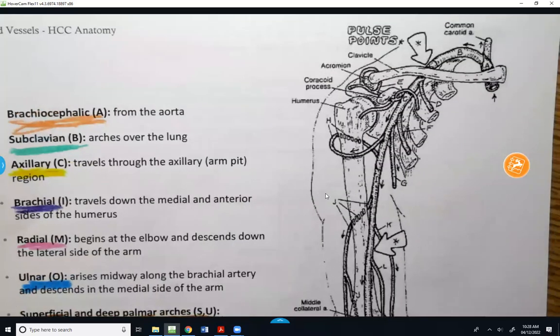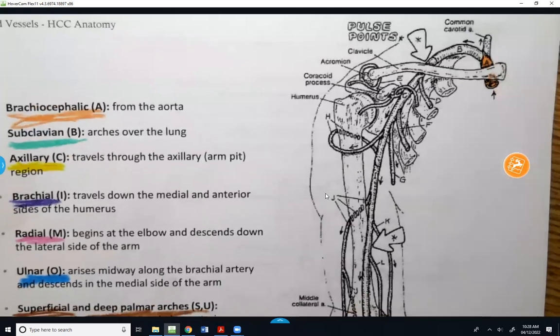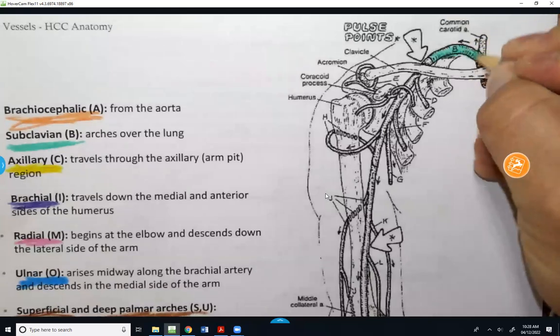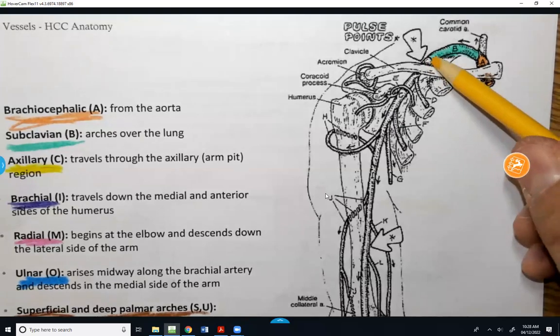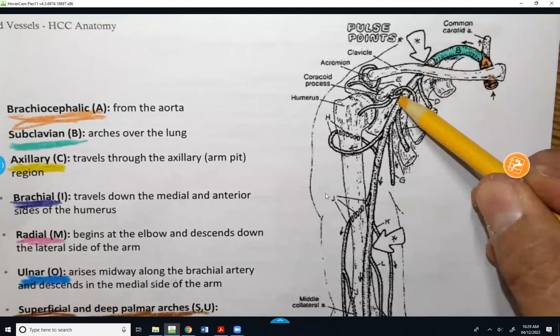So letter A, here we've colored it several times now as the brachiocephalic, which then comes to the junction where it forms the common carotid. That's labeled there at the top, and then letter B, which is important here, the subclavian. The reason things get a little bit weird here is because letter B then transitions to becoming letter C.